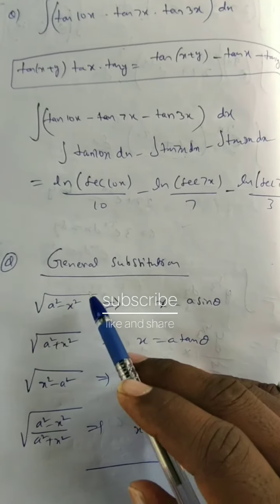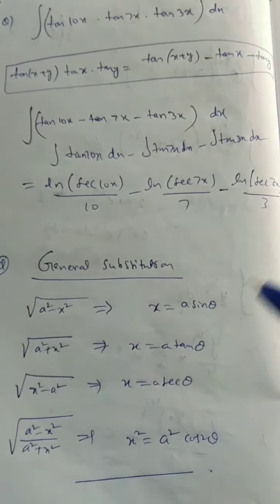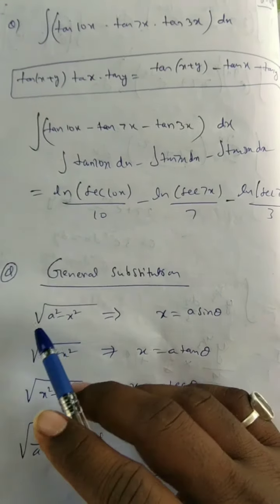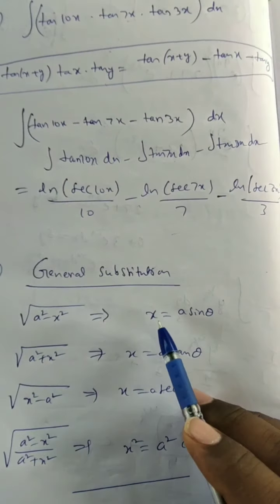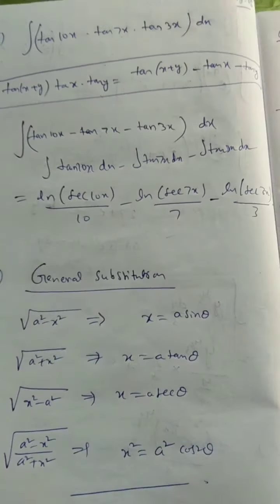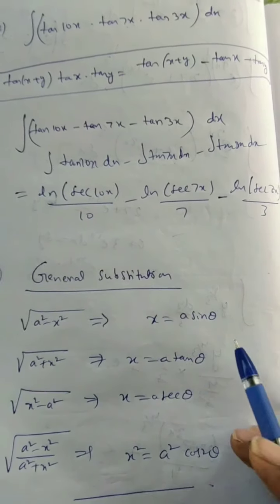Now, we are going to start the general substitution, or we can say the standard substitution. Yesterday I explained most of the things. Under the root of a square minus x square, whenever it appears, substitute x equal to a sin theta. Yesterday I told you why we substitute that. Now I am just giving the formulas again.